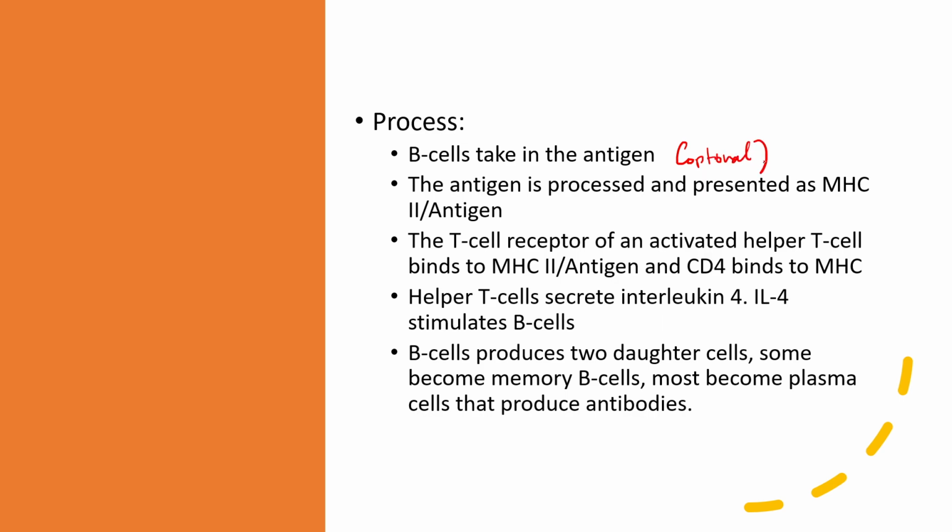Okay. So the antigen is processed and presented as MHC2 antigen. Then the T cell receptor of an activated helper T cell binds to MHC2 antigen and CD4 binds again to MHC. Helper T cells secrete interleukin 4. Interleukin 4 stimulates the B cells. When the B cells are now stimulated, they will start to divide and differentiate. Some will become memory B cells, while some become plasma cells that will produce our antibodies. So this is the process.